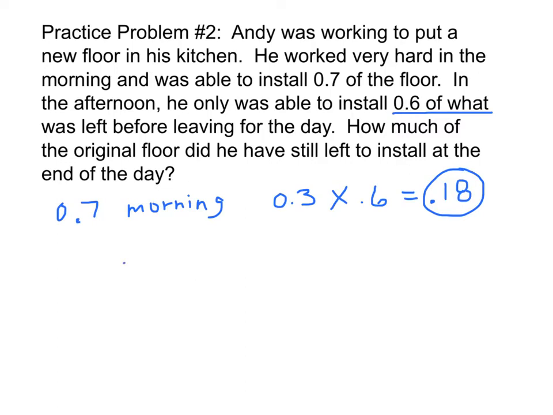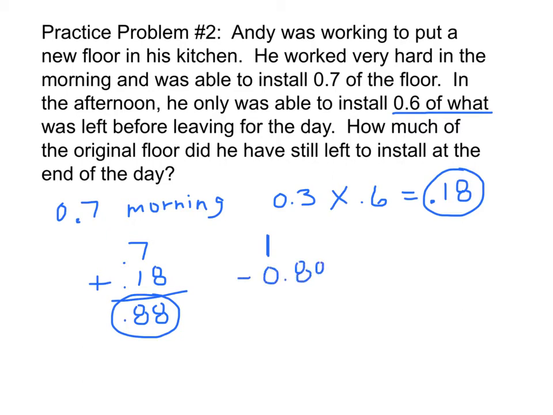If he installed 0.7 in the morning and 18 hundredths in the afternoon, I'm going to add those up, and altogether that day he installed 88 hundredths of the floor. Well, the entire floor would be represented by the number 1. So I want to subtract 0.88 from 1, and when I do that, I would get 12 hundredths. So at the end of the day, he still has to install 12 hundredths of the floor.